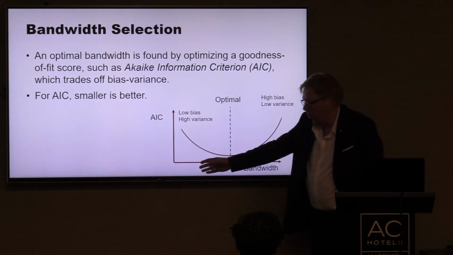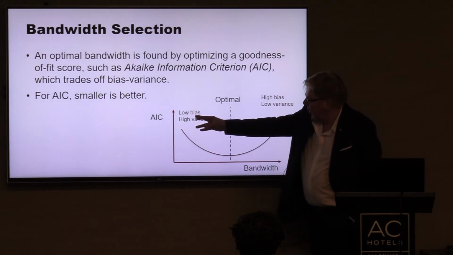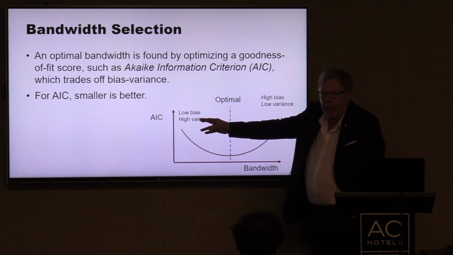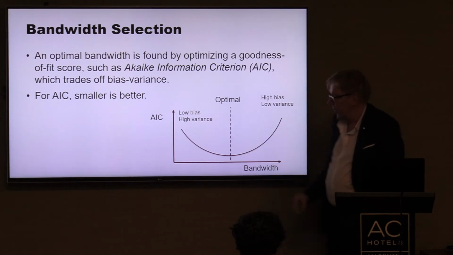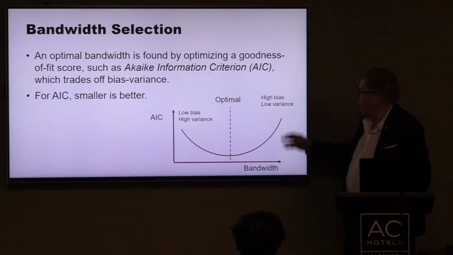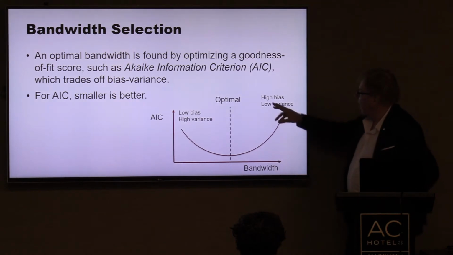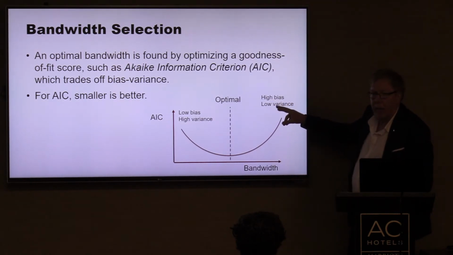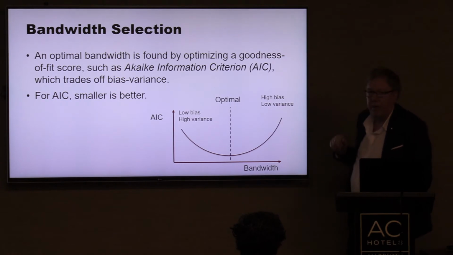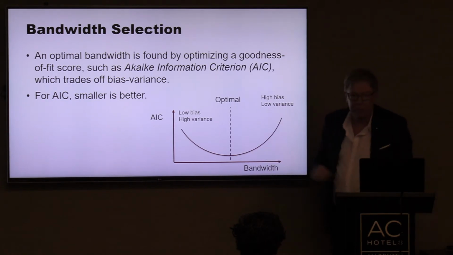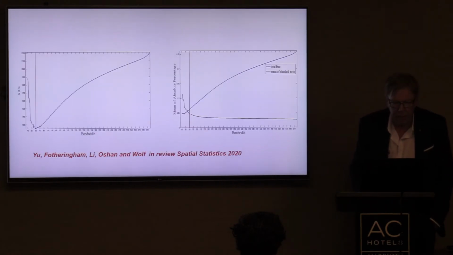If it's too small, then we'll have parameter estimates which will, great, have low bias, but they'll have high variance. If we choose too large a bandwidth, we go too far to get our data, the parameter estimates will have high bias, which is bad, but they'll have low variance, which is good. We want somewhere in the middle. And that's part of the routine.